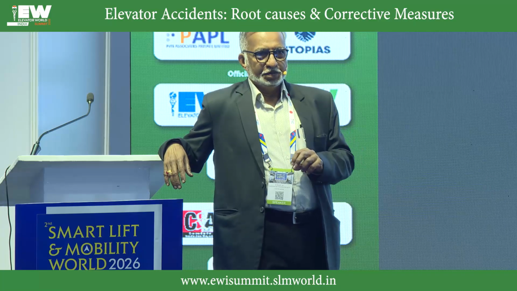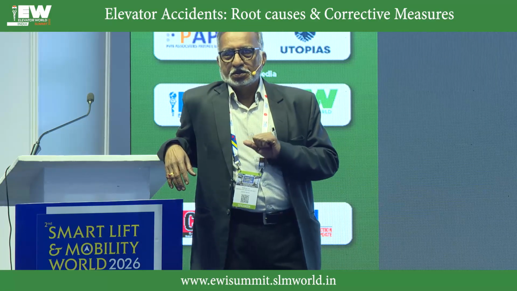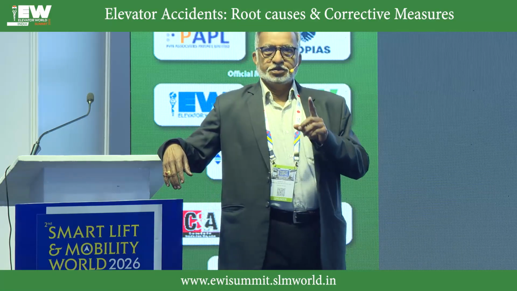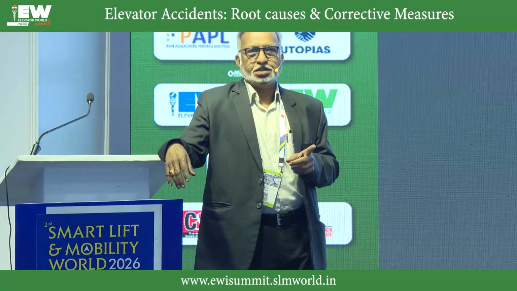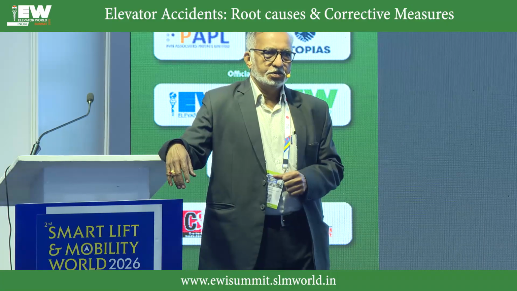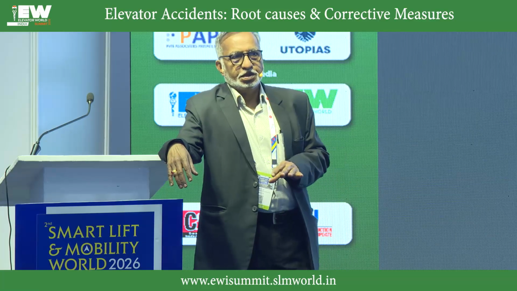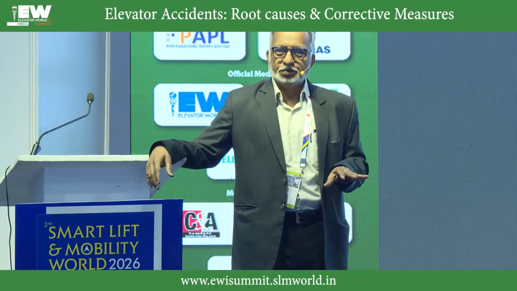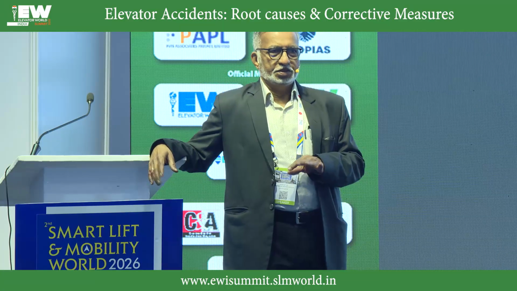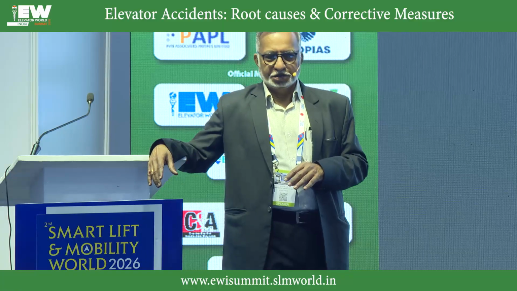Now, if suppose 3 ropes are there and 2 ropes are broken, with 1 rope still there, it can still handle the load. So there is no chance of all ropes getting broken and the lift coming down. Even if all ropes are broken, it is practically impossible, and there is a speed governor which can act and stop it.